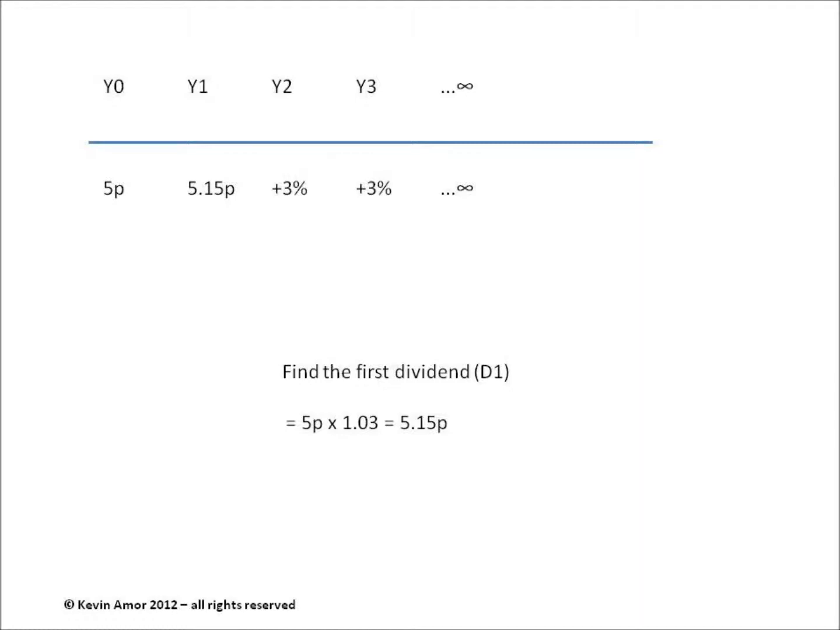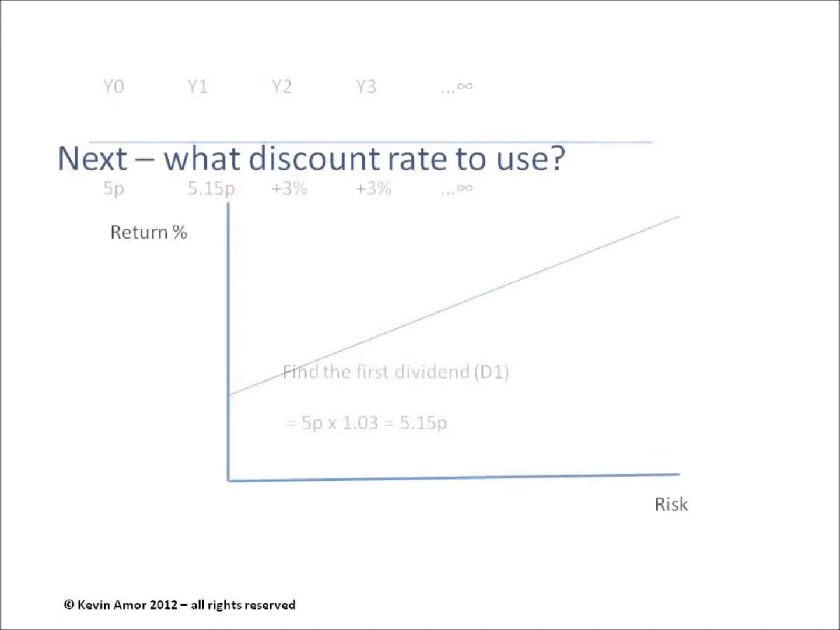And then we know that everything that follows that is 3% higher forever. So this is an example of a growing perpetuity. Now, before we calculate the present value of the growing perpetuity, we need to decide what discount rate to use.